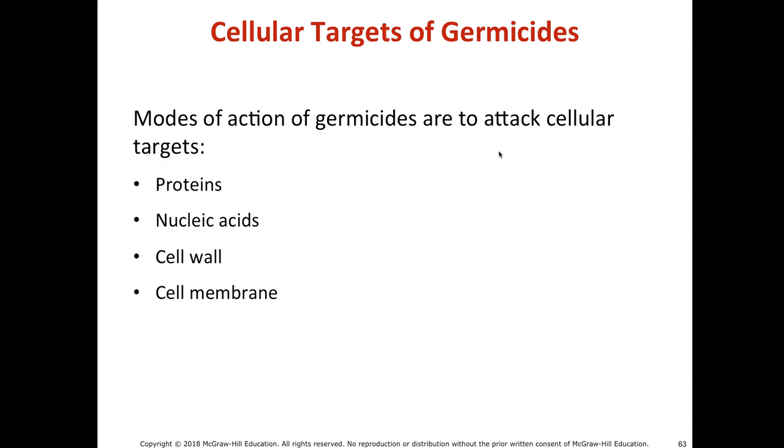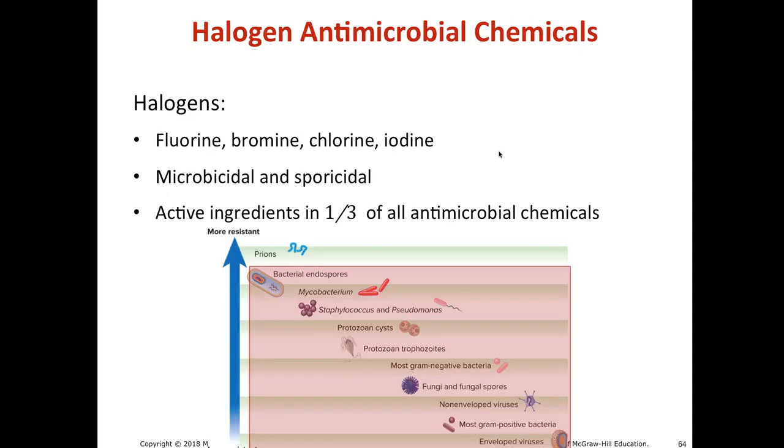What are the modes of action that these germicides are trying to target? They're pretty much the same things that our physical agents were trying to target: the proteins, nucleic acids like DNA and RNA, the cell wall, or the cytoplasmic membrane. And so now what we're going to do is discuss these germicides based on their chemical groups.